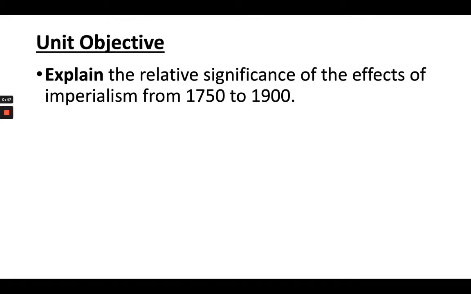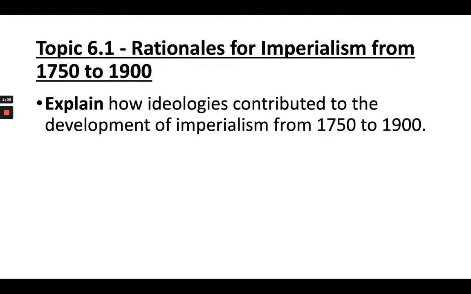So, Unit 6 looks at the consequences of industrialization between 1750 and 1900. So our unit objective, the objective we're going to be working towards with every lecture, is you will be able to explain the relative significance of the effects of imperialism. Our objective for today's lecture, however, aligns with topic 6.1 out of the AP course description, rationales for imperialism from 1750 to 1900. That means you will be able to explain how ideologies contributed to the development of imperialism.